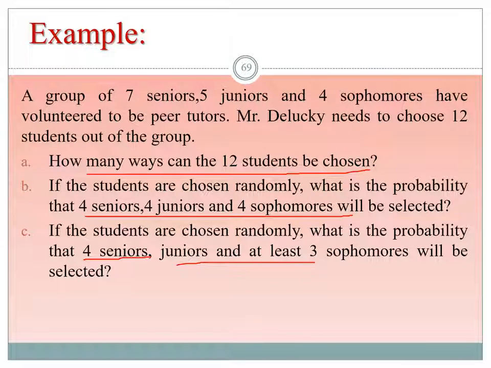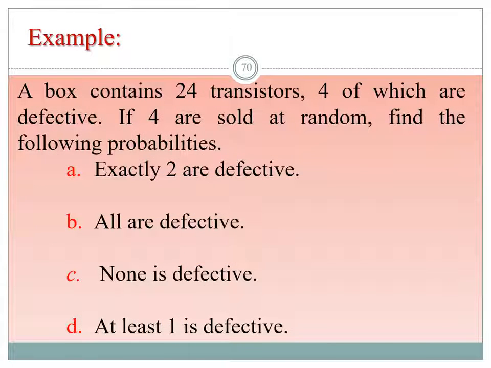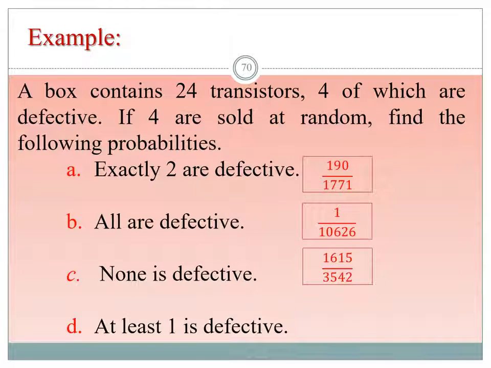I have also given the final answers here, so you can write them, and if you need any help just comment below this video. All right, this is the end of the example. Say a box contains 24 items, 4 of which are defective. If 4 are selected at random, find the following probabilities: exactly 2 are defective, all are defective, none is defective, and at least one defective. This is your practice, so you can try it, and if you need any help, I can explain.